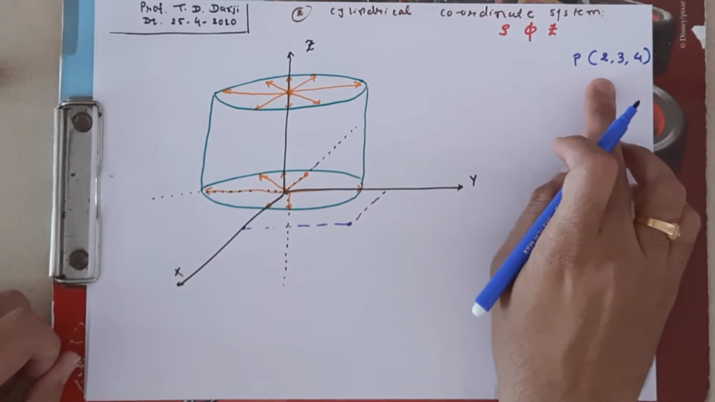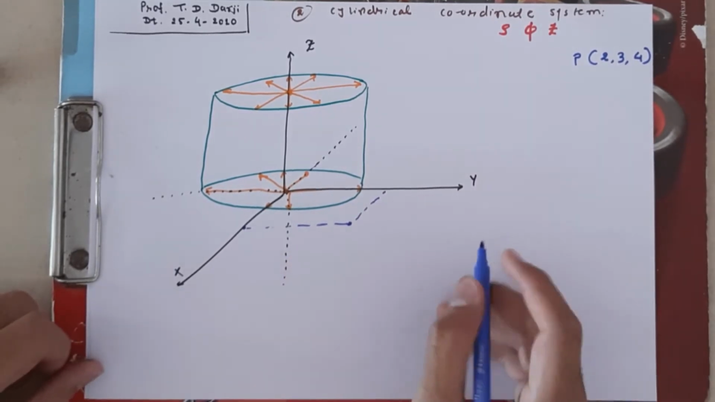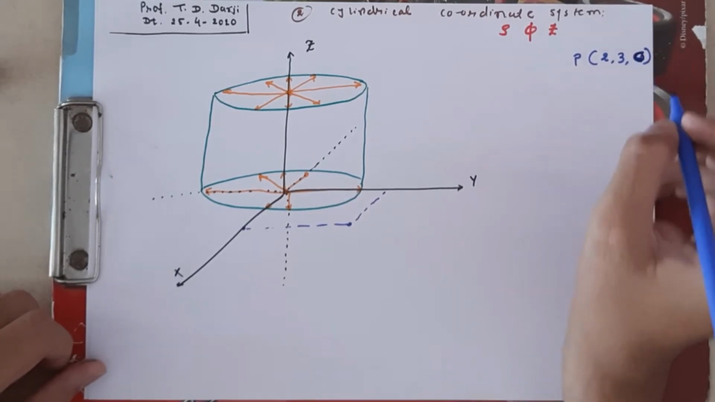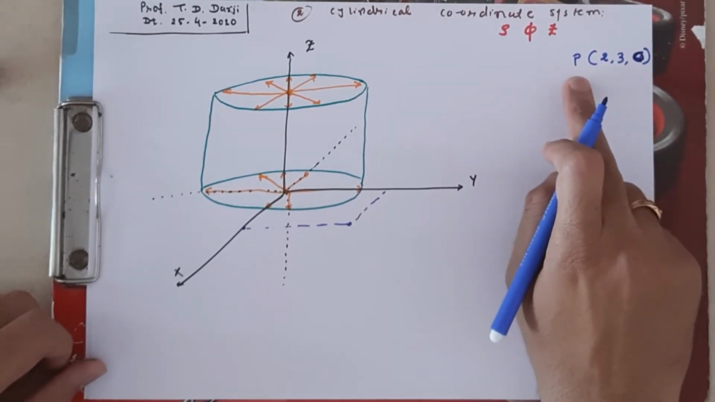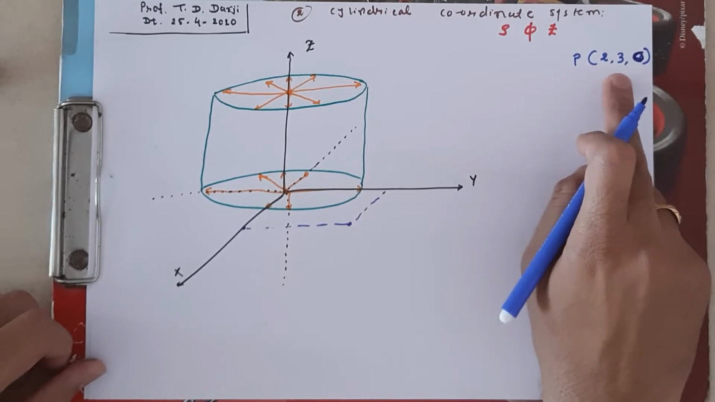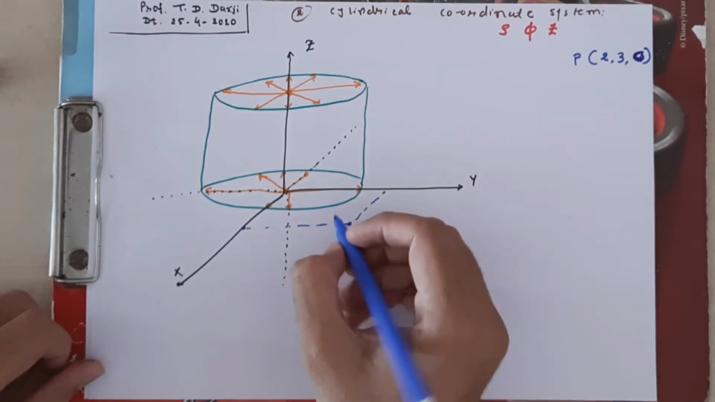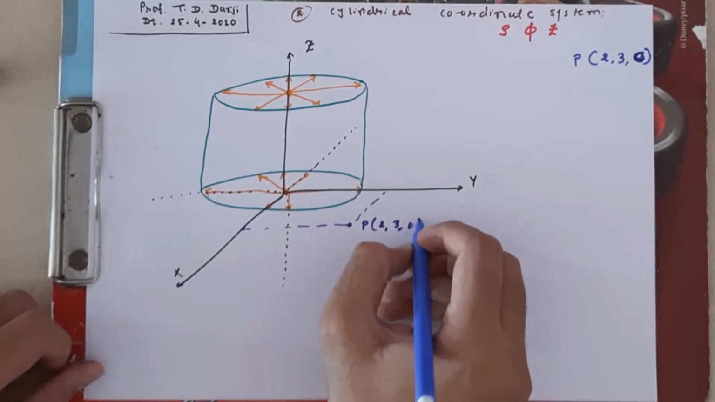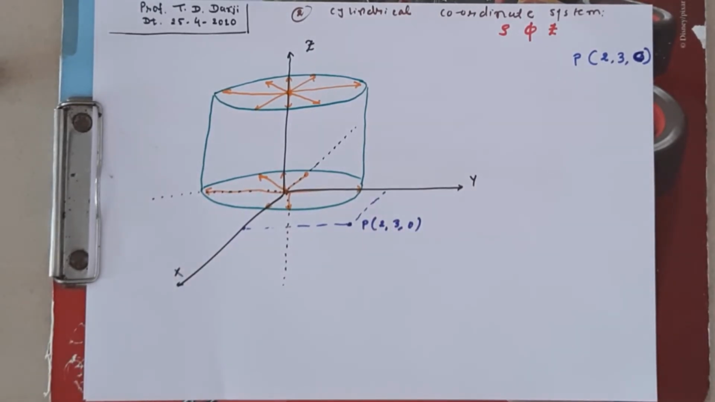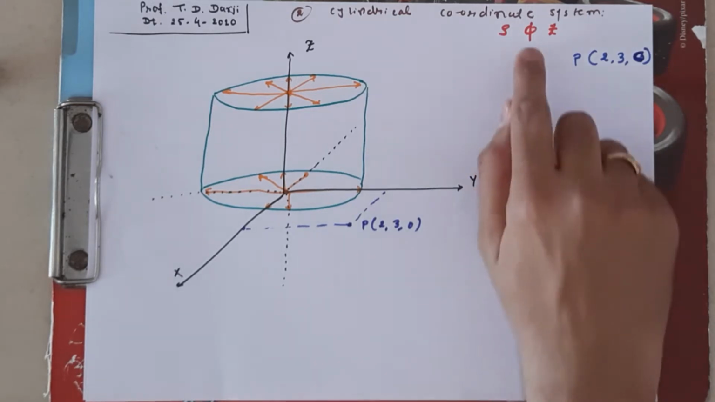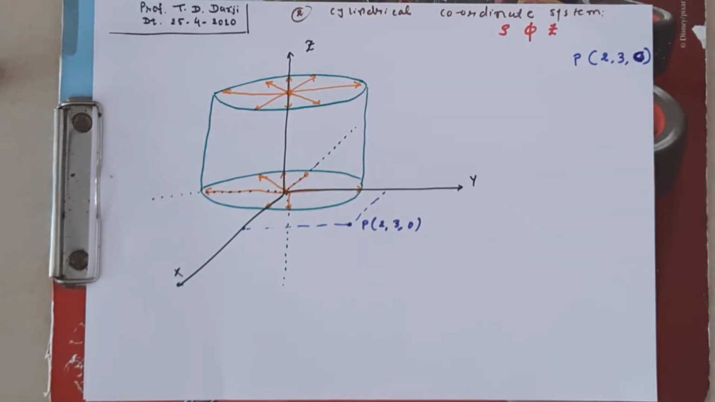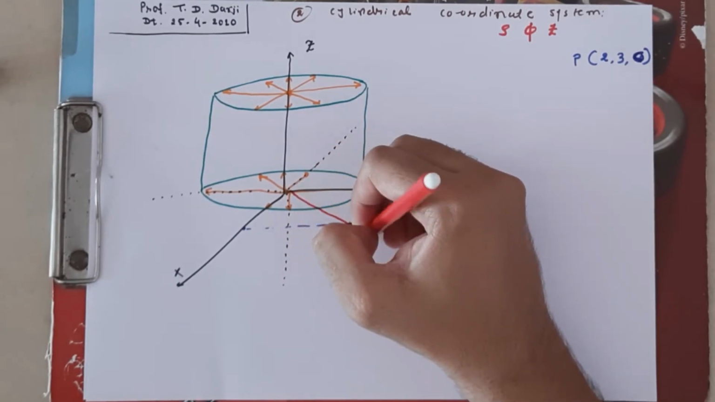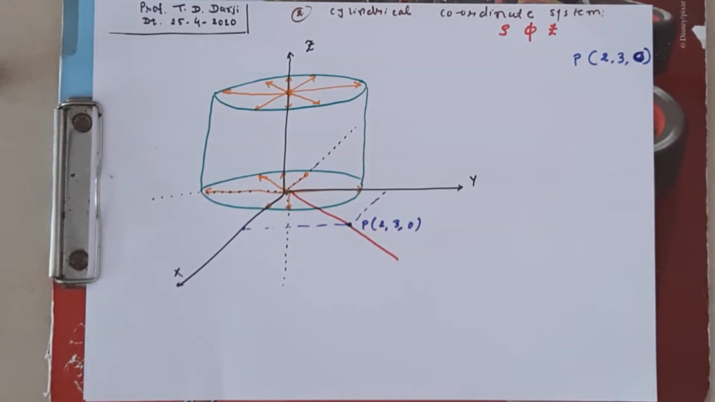Actually, in the xy plane, where is the point? For example, suppose the value of z is 0, not 4. Now the point is 2, 3, 0: the value of x is 2, y is 3, and z is 0. The point P is present here, P is 2, 3, 0 in the Cartesian coordinate system. Now what is phi? Phi is nothing but an angle between two lines. Which are the two lines?